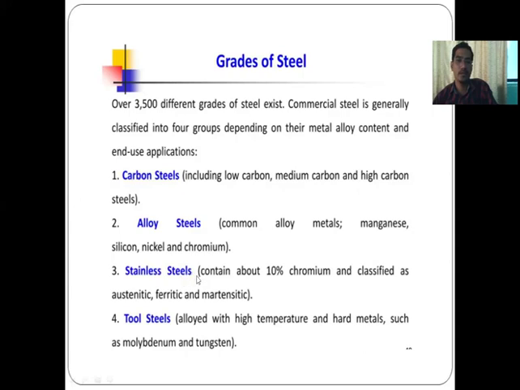Next is the stainless steel, which contains 10% of chromium and is classified as austenitic stainless steel, ferritic stainless steel, and martensitic stainless steel. And the fourth grade is tool steel. It is alloyed with high temperature and hard metals, such as molybdenum and tungsten. For cutting applications, different tools are made up of this material, tool steel. So these are the four grades of steel.